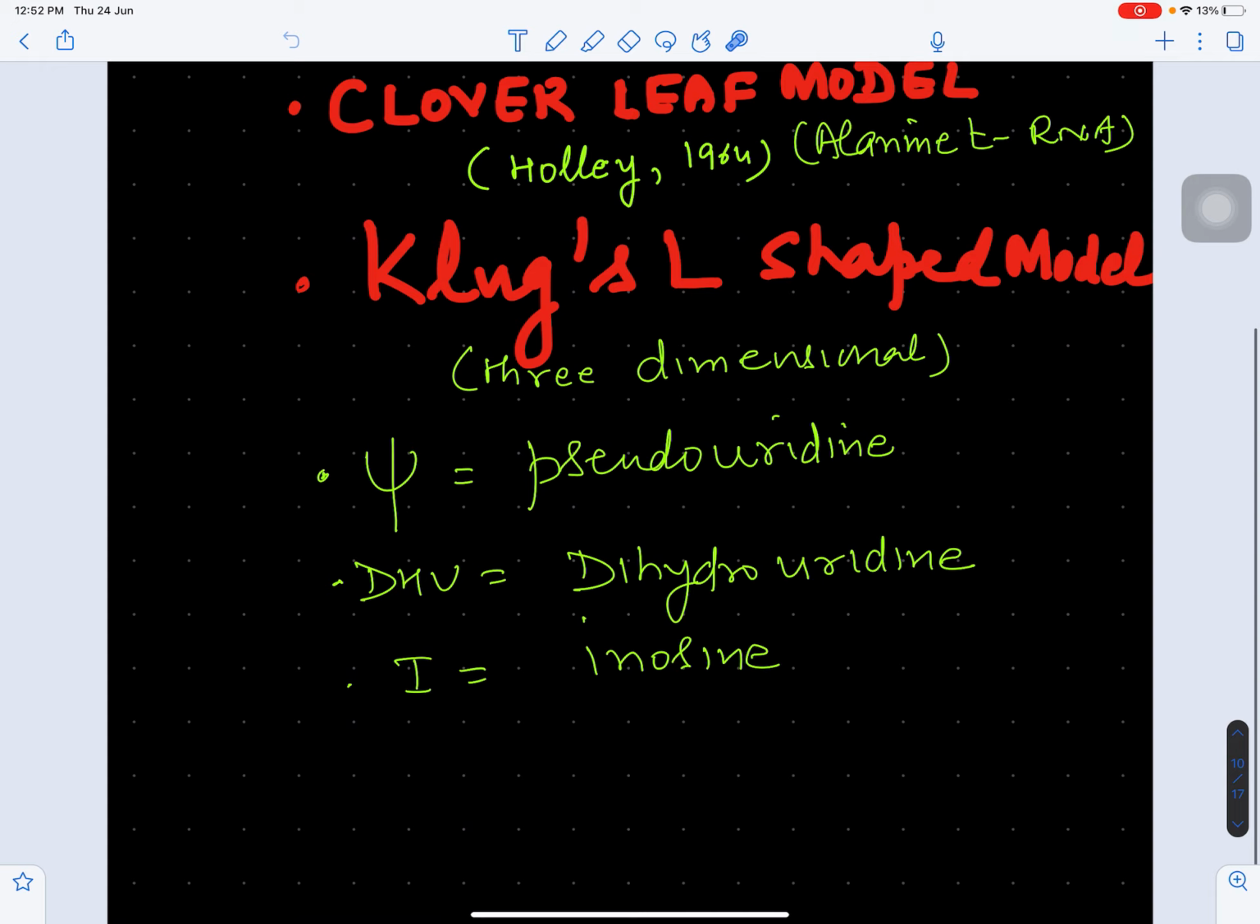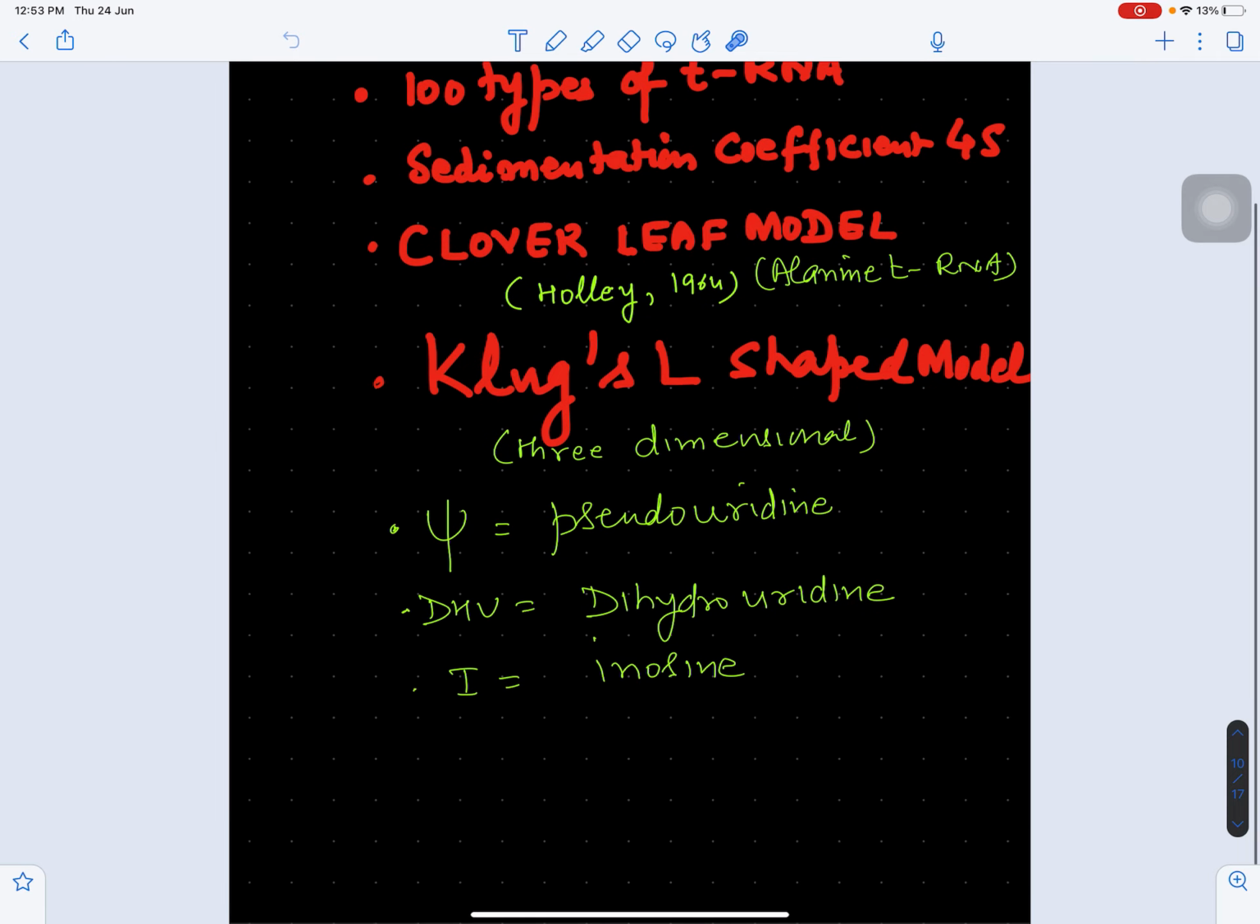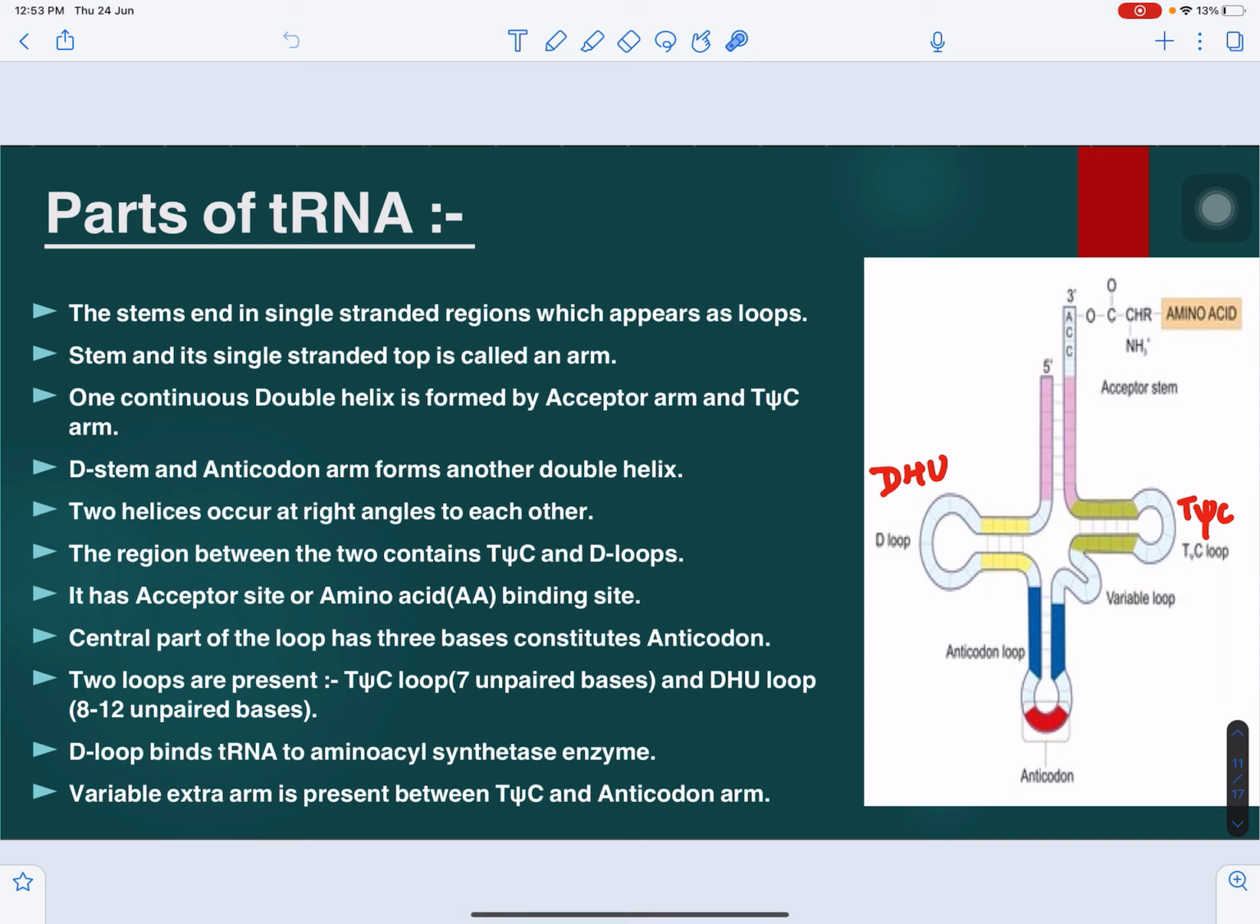There are certain terms like this: Ψ sign is called pseudouridine, DHU means dihydrouridine, I means inosine. First we will study the clover leaf model. This is the clover leaf model given by Holley. We can see here the parts of the transfer RNA. This is the 3' end, this is the 5' end. This RNA is folded in this manner, so it becomes double helical at certain places.